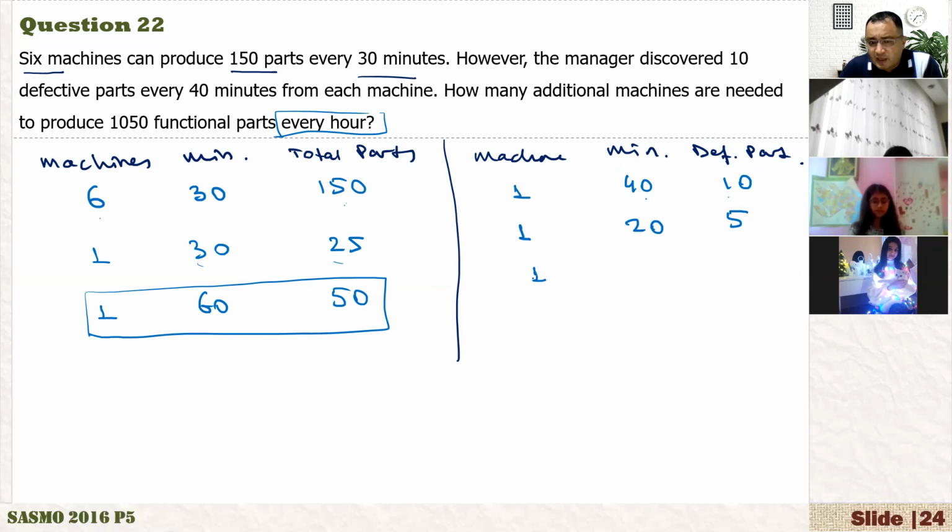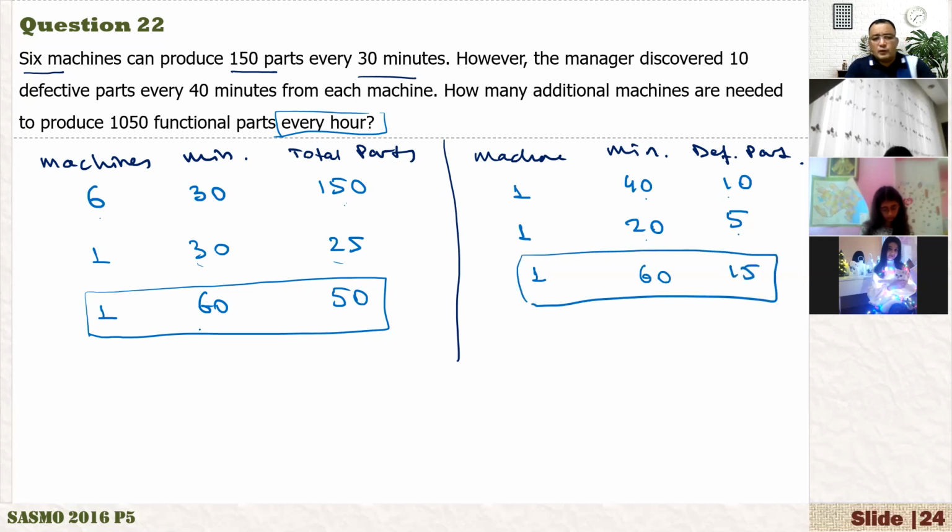I'm not changing the number of machines here. One machine works 60 minutes, right? That means I multiply this by 3, it is 60. And also I need to multiply by 3, it is 15. So if you compare, in 1 hour, one machine is producing 50 parts. In 1 hour, one machine, 15 of them are defective.